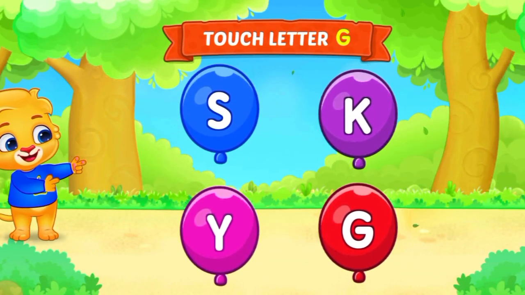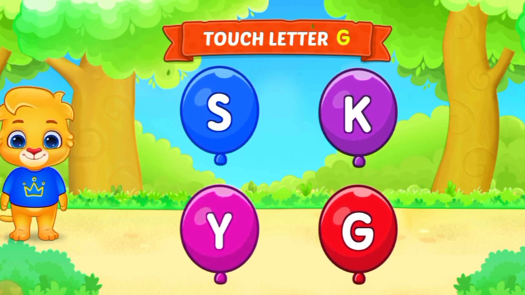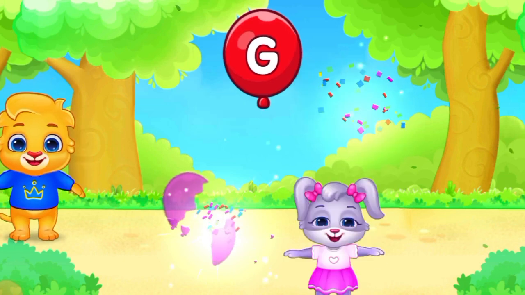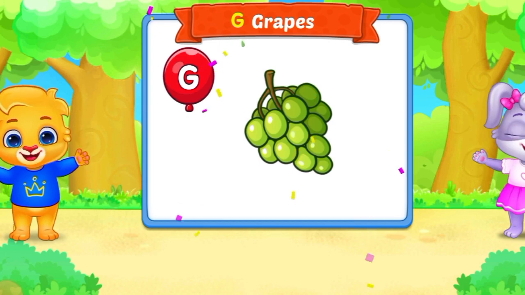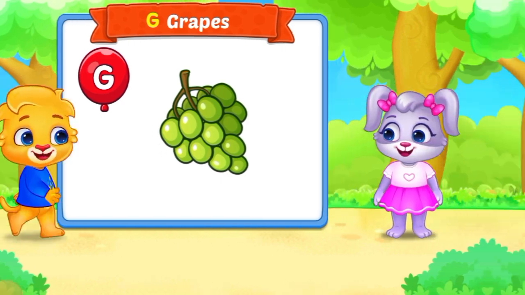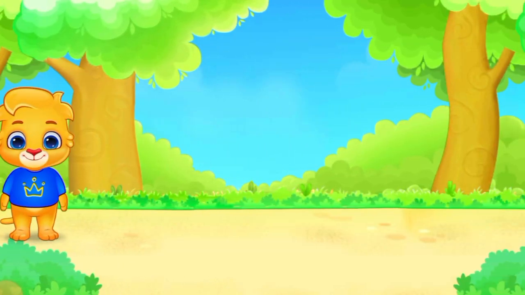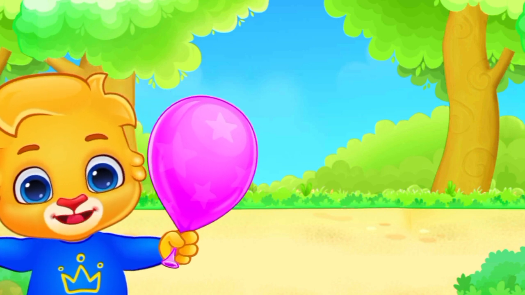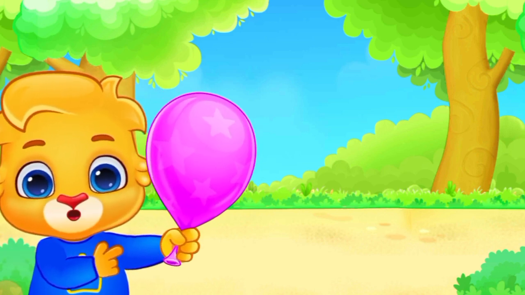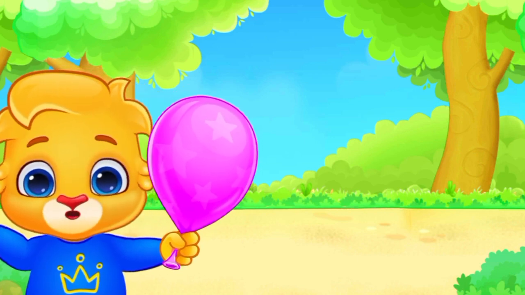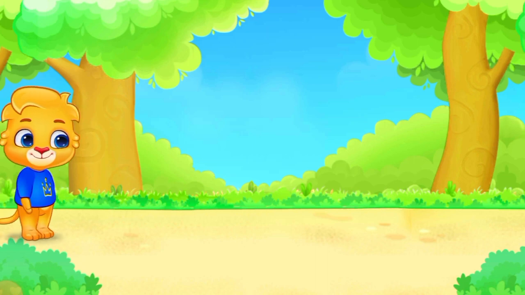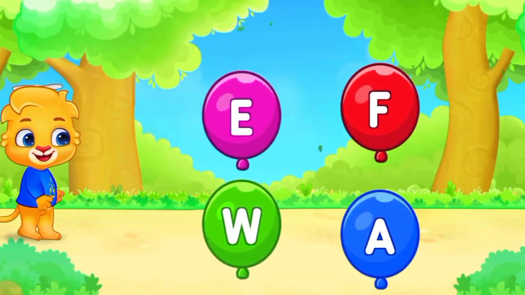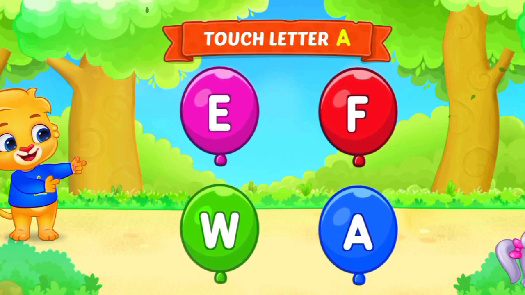Touch letter G. G is for grapes. Let's have some fun. Release this balloon on the count of 3. 1, 2, 3. Touch letter.